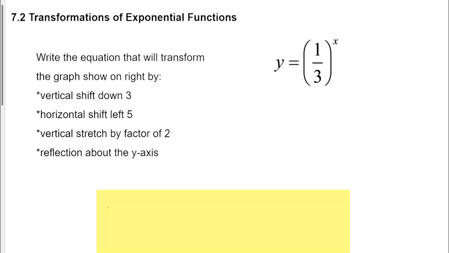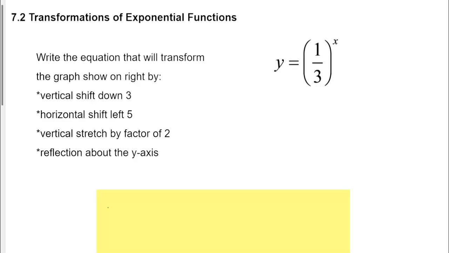All right, let's run through 7.2 quickly. So 7.2 deals with the transformation of these exponential functions, which you explored in 7.1. I've got an exponential function here, y is equal to the base of 1/3 to the power of x.